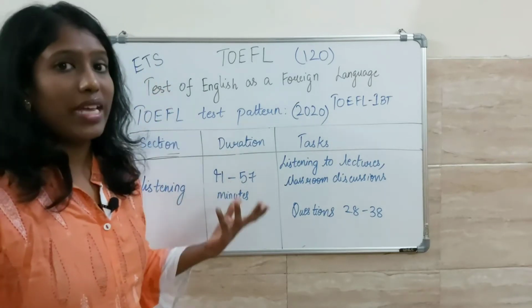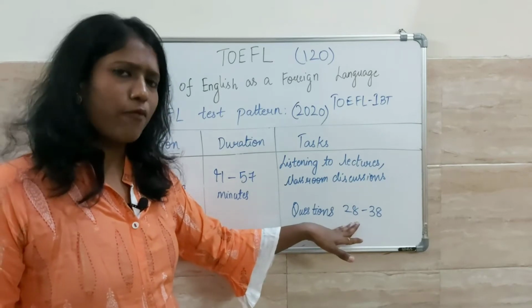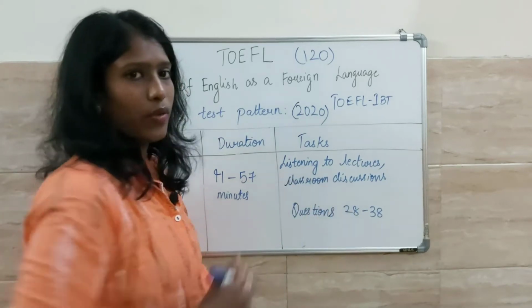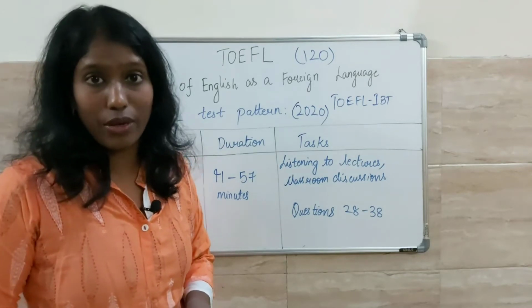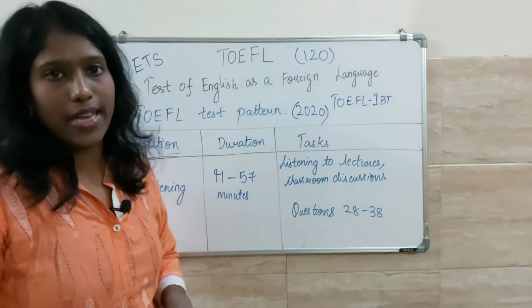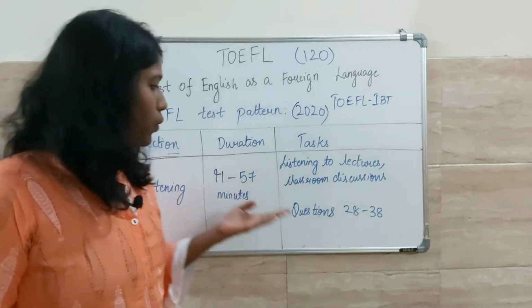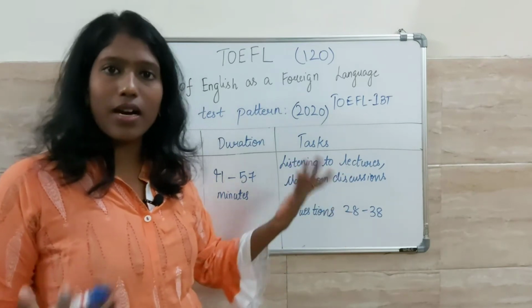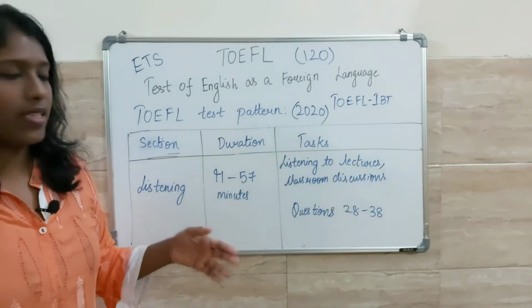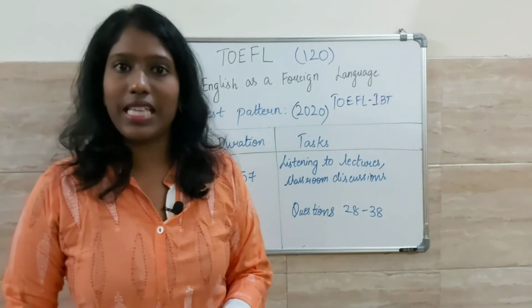Again, the duration varies. Let us take for instance, if you get only 28 questions, then you will be getting only 41 minutes to complete the listening section. And if you get 38 questions, then you will be getting 57 minutes. So depending on the number of questions you get to answer, this time varies. It will be approximately 41 to 57 minutes.